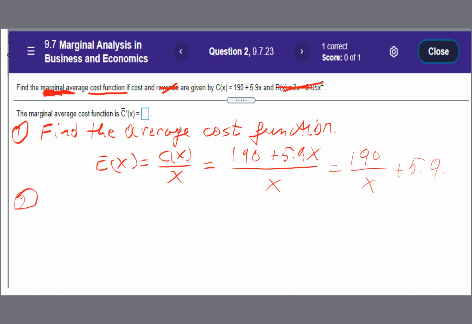The word marginal means first derivative. In our case, we're going to take the first derivative of the average cost, so that means C bar of x prime. So we're going to find the first derivative of 190 over x plus 5.9.